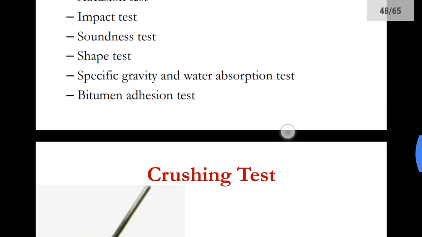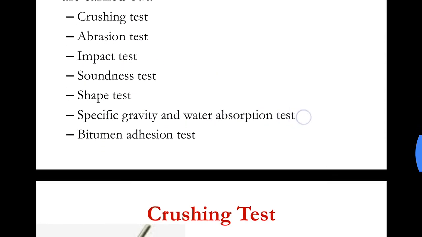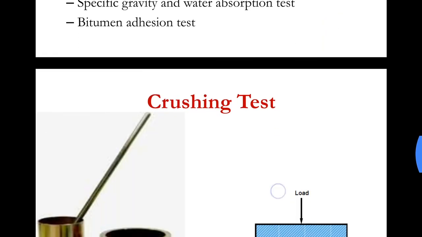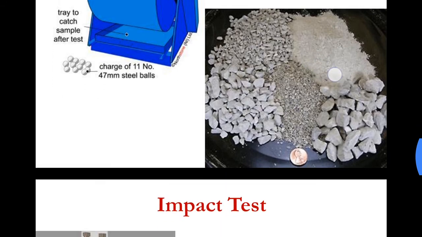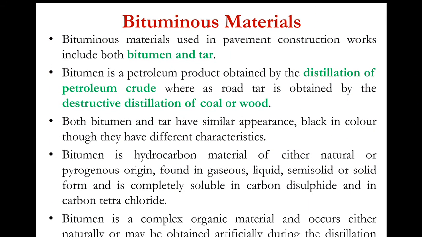So there are more tests like the soundness test, specific gravity, water absorption test, and bitumen adhesion test. I'll be uploading videos on each of these tests. The next topic or the next material to be discussed is bituminous materials, which consist of bitumen and tar. Then there are different classifications in bitumen, so we'll be discussing all these in my next class. Thank you.